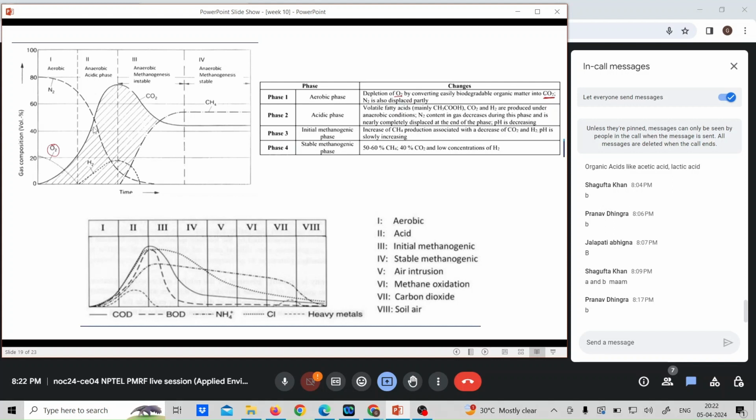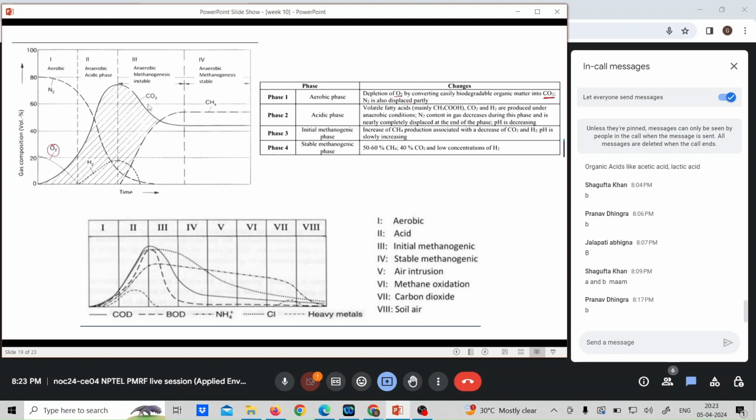Similarly, in the anaerobic phase, you can see how the trend changes. Up to this point, it is aerobic. You just have to worry about only three things. What you have to see is hydrogen. You can see from this graph that H2 is increasing, carbon dioxide is increasing and nitrogen is decreasing. Since we have entered into the anaerobic phase, there is no talk about oxygen.